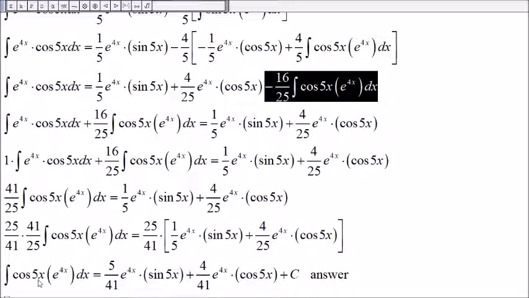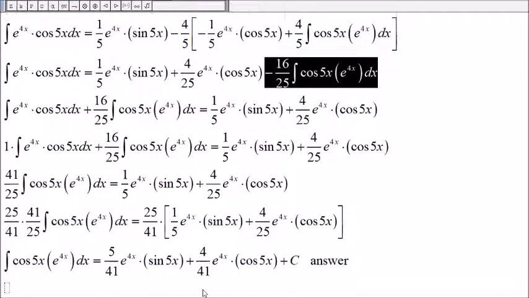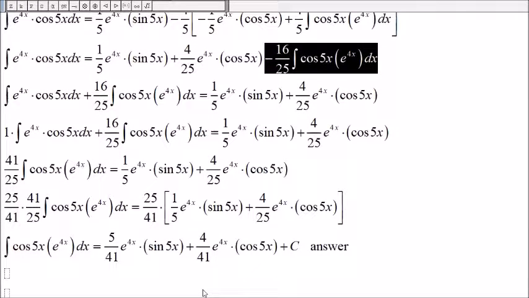So we have the integral of cosine of 5x e to the 4x. This is the original integral. 25 over 41 times 1/5 is 5 over 41. 25 over 41 times 4 over 25 is 4 over 41. And this is the answer.